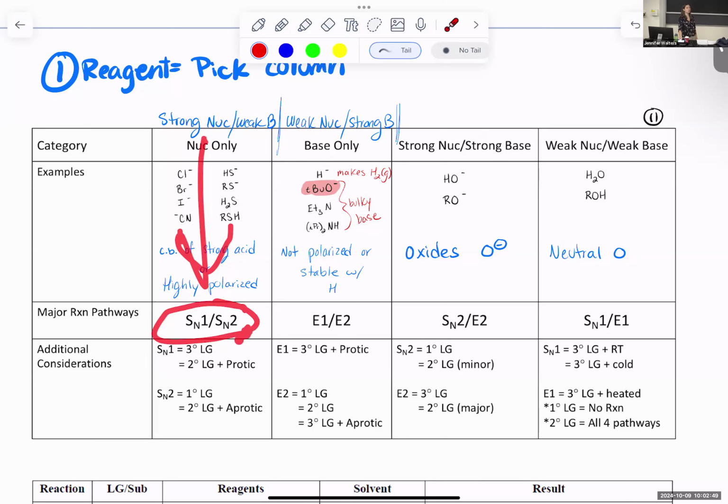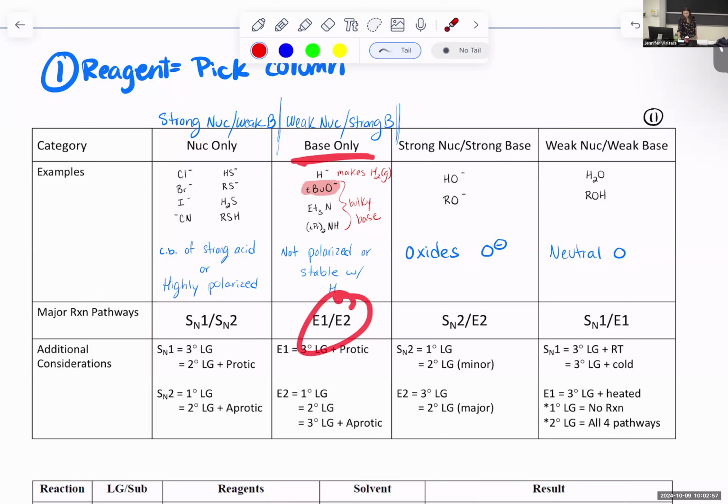So if you're nucleophile only, you're doing substitution. So then you're going to look, all right, am I doing SN1 or SN2? If you're a base only, then you're doing elimination. You're doing E1 or E2. If you're a strong nucleophile and a strong base, you're going to react right away. So you're going to do a concerted mechanism. So you're looking at SN2 or E2 because you're going to react right away. You're not going to wait around for a carbocation to form.